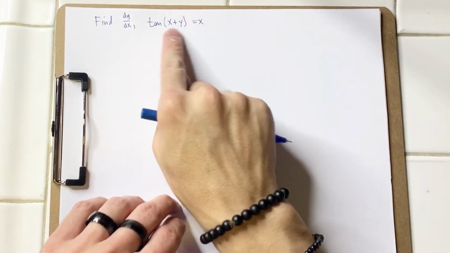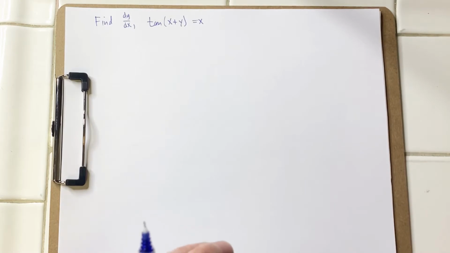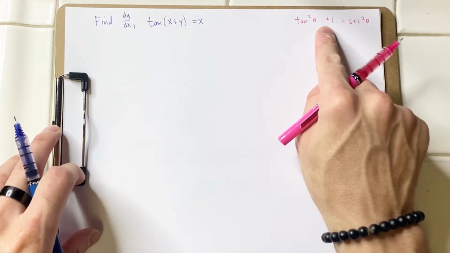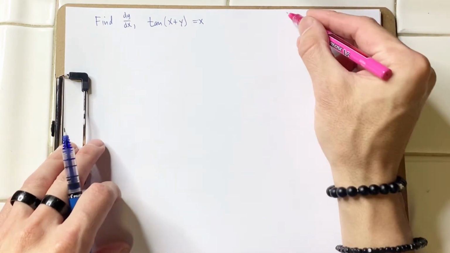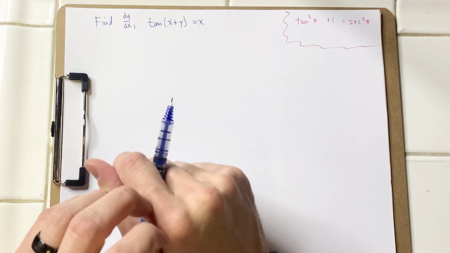Find dy/dx given this equation. But before we dive deep into that, a quick FYI. So recall from pre-calc that tangent squared theta plus 1 equals secant squared theta. I'll leave that there. We'll probably need it. So let's try this now.